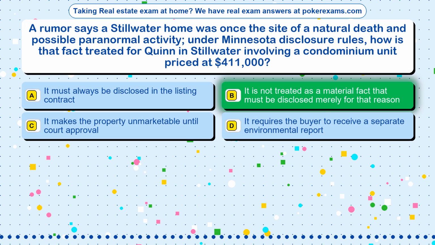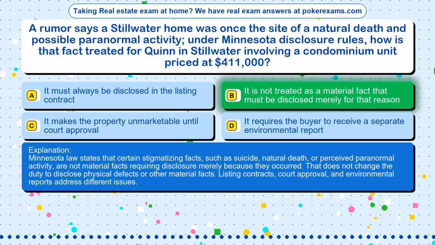The correct answer is option B. It is not treated as a material fact that must be disclosed merely for that reason. Minnesota law states that certain stigmatizing facts, such as suicide, natural death, or perceived paranormal activity, are not material facts requiring disclosure merely because they occurred. That does not change the duty to disclose physical defects or other material facts. Listing contracts, court approval, and environmental reports address different issues.